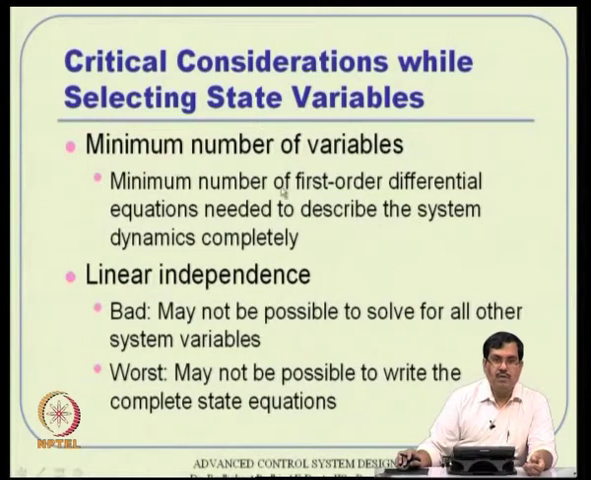So, what you need to remember is that you have to select the minimum number of variables. Okay. If there are more than that, then there is computational complexity as well as the danger of losing controllability and observability. If it is less than that, we will not be able to describe the system completely. And similarly, linear independence is a requirement, because if the system variables that you select as state variables are not linearly independent, then there can be a bad issue. That means it may not be possible to solve for all of the system variables. There can be an even more dangerous issue, that it may not be possible to write the complete state equations actually. Okay. So, these are all things to remember.